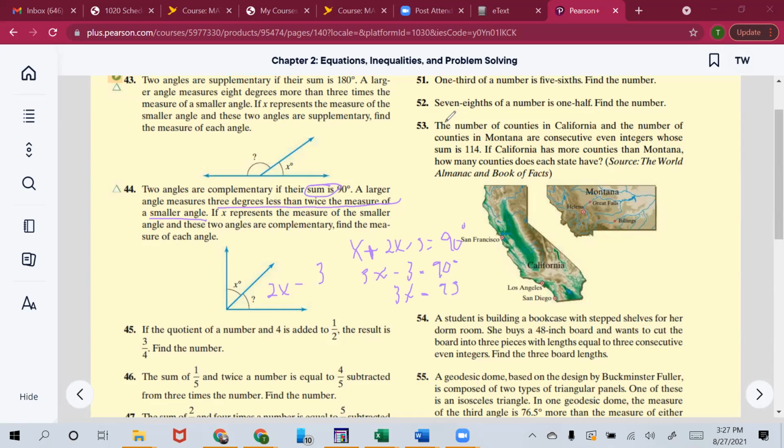I need to divide both sides by 3. So if I divide 93 by 3, I'm going to get 31. And of course, if you divide 3 by 3, you get 1, so it just kind of cancels out. So we get x is equal to 31. So this angle is 31 degrees.